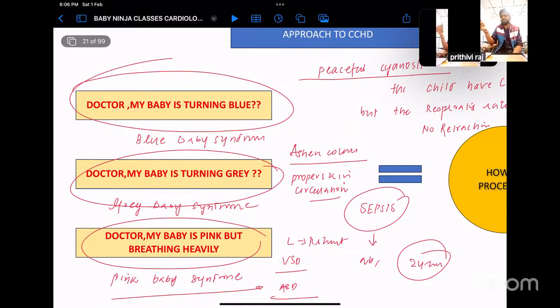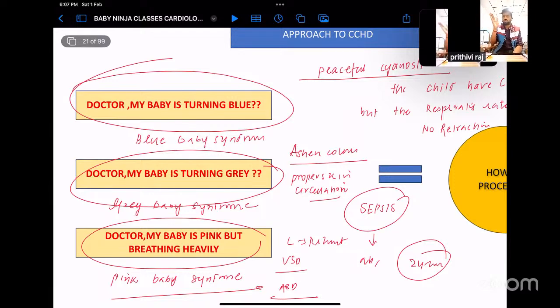The third one is where the child's color is normal, there is no cyanosis, but still the child's work of breathing is more. And when you get a history from the mother saying the child is having recurrent respiratory tract infections, for which the child is getting admitted, the lungs are completely congested. So when the lungs get congested, when there is over circulation, what are the conditions which can cause over circulation? Most commonly, it's your left to right shunt. Left to right shunt is an acyanotic congenital heart disease. The most common disorder seen in our country is ventricular septal defect. So that should also come to your mind when you see a child with recurrent respiratory tract infections. That is known as pink baby syndrome.